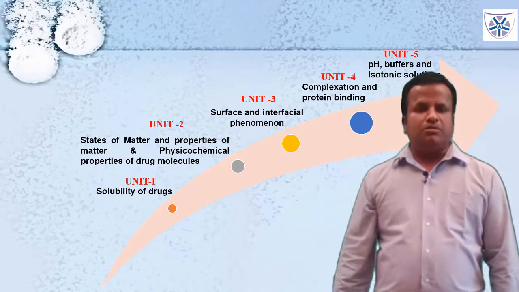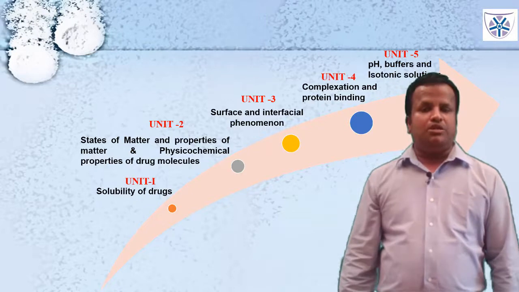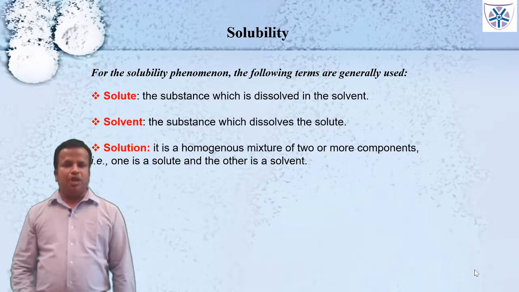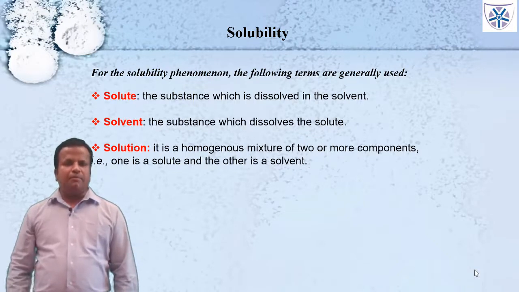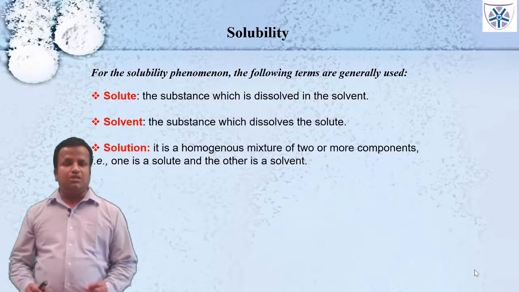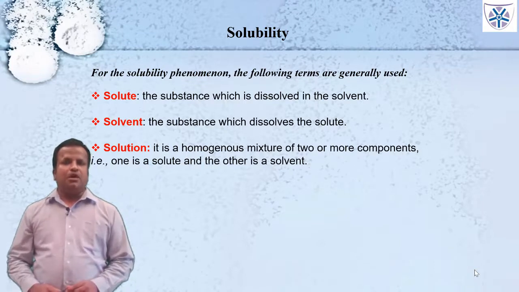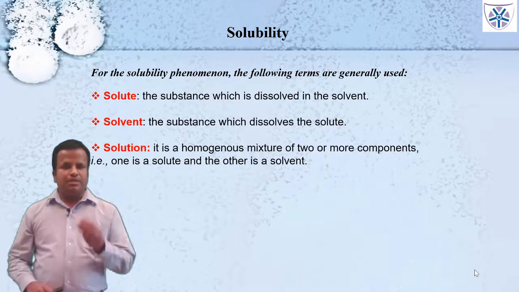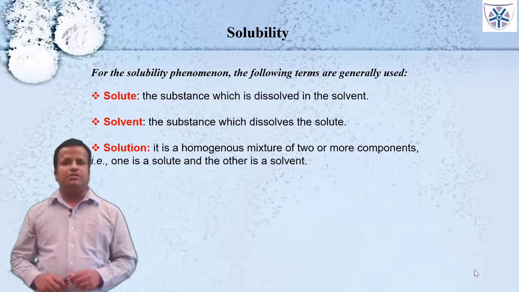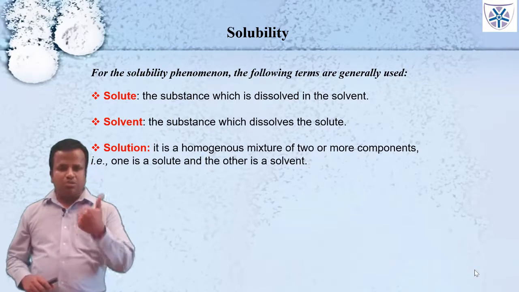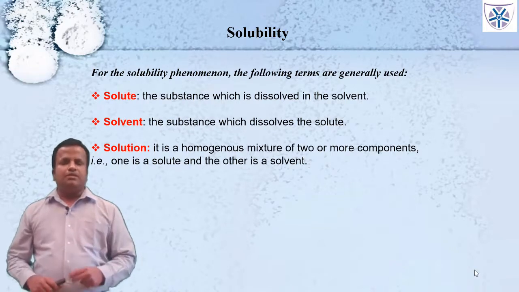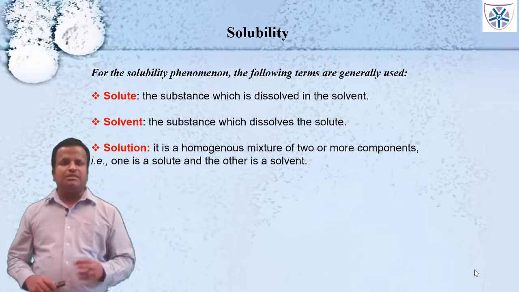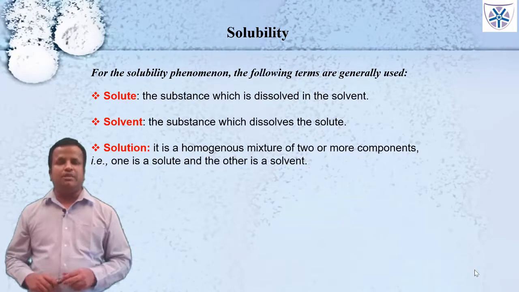Today we will talk about Unit 1, particularly the topic of solubility. Solubility is a very important phenomenon for pharmacists and pharmaceutical sciences. For the solubility phenomenon, the following terms are generally used and are very important in order to understand solubility. The three scientific terminologies are solute, solvent and solution. The solute is the substance which is dissolved in the given solvent.